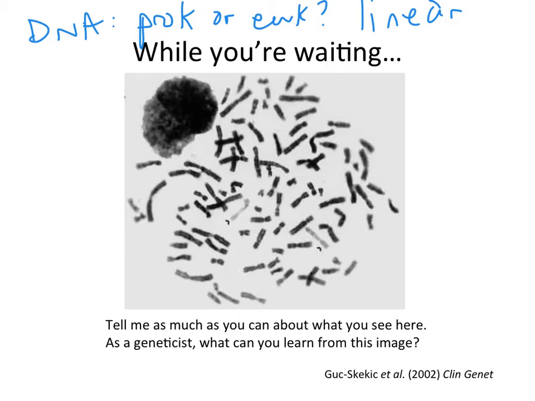Is this interphase? Is this mitosis? Is it meiosis? At what point are the chromosomes condensed? It's during cell division. So what are the four steps? Prophase, metaphase, anaphase, and then what? Telophase. Okay. So at what stage are the chromosomes really highly condensed before they segregate into the two daughter cells? It's metaphase. So these are metaphase chromosomes.